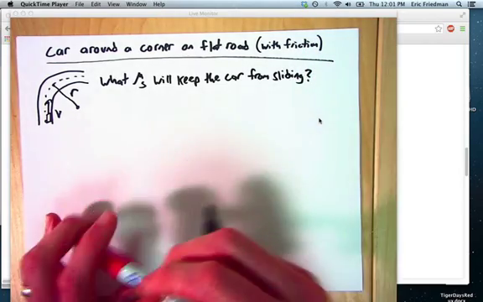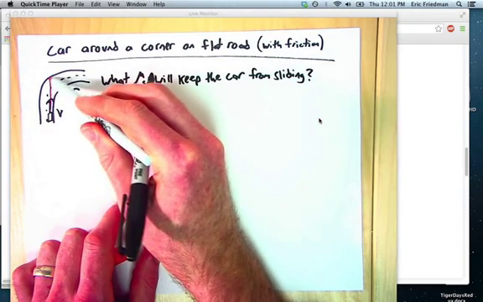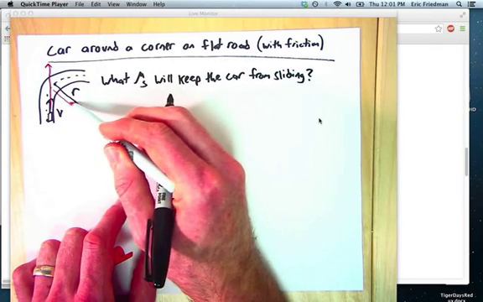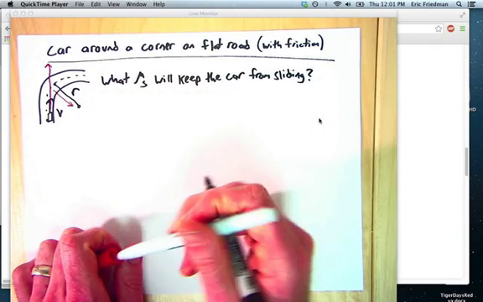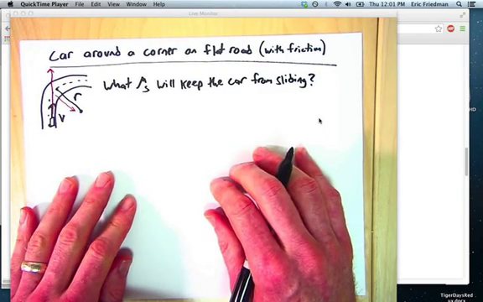Alright, the idea being that if there were no friction at all, the car would just go straight. So we need some sort of friction force to push the car towards the center of the circle. Right? That's what's meant by a centripetal force. Something's got to be providing the force to push the car towards the center.